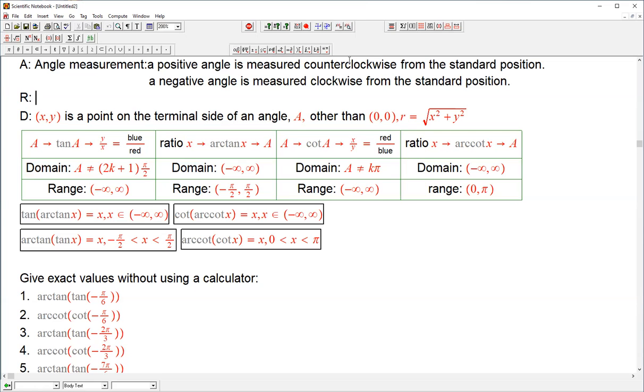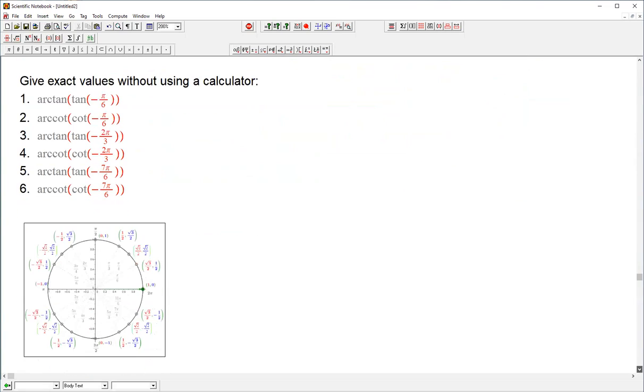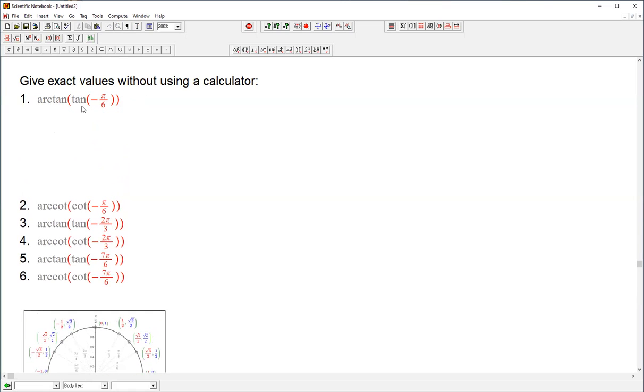Reference angle is the positive acute angle between the terminal and the x-axis. So we have all the information together, and now we're going to apply them. In our current situation, we have the unit circle, and all of these are special angles. So let's do one by one.